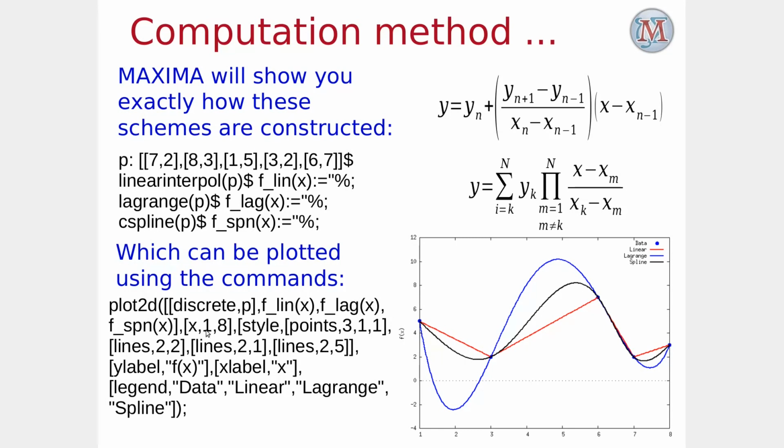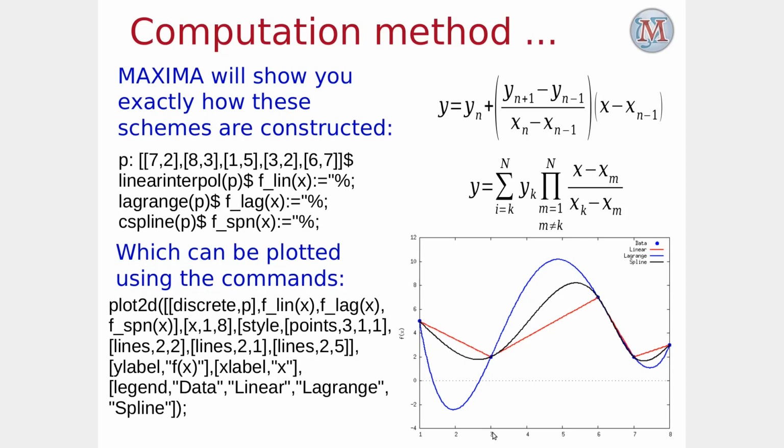From x equals 1 to 8, and I've noticed there that the smallest value of x is 1 and the highest value of x is 8. I've put x on the x label, I've put function of x on the y label, and then in the legend I've said the first one is the data, the second one is linear, the third one is Lagrange, and the final one is spline.